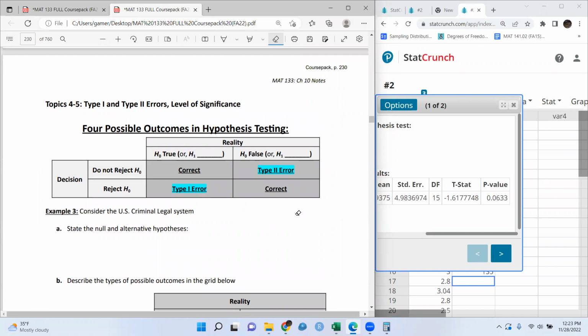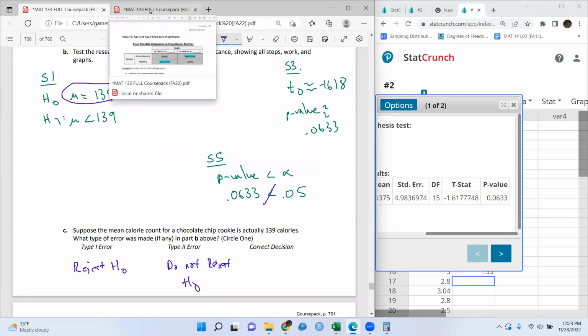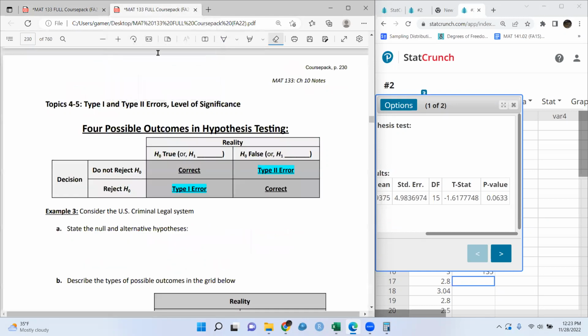No worries. So we're looking at the last question and we're trying to decide, let's suppose that the chocolate chip is actually 139 calories. Let's say that this is true. Did we make a type 1 error, a type 2 error, or did we make the correct decision? So type 1 error only occurs if we rejected H0 when we shouldn't have. So it was a type 2. Type 2 error only occurs when we did not reject H0 when we should have.